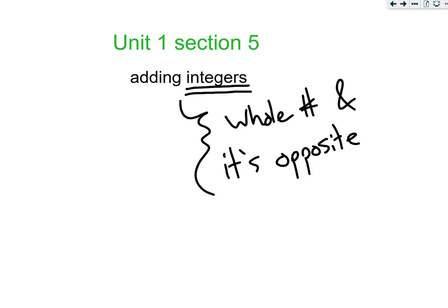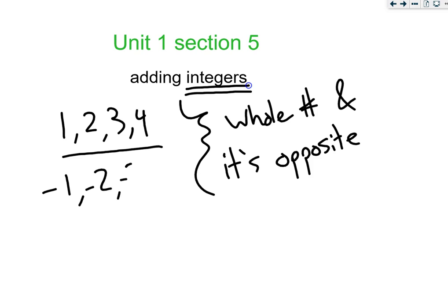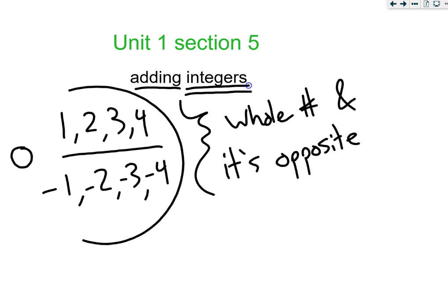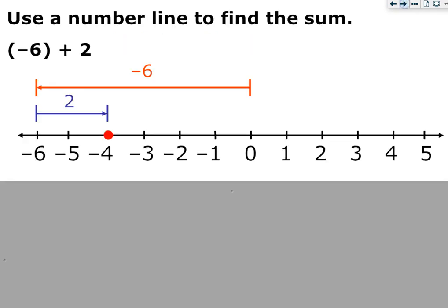Okay, so for example, 1, 2, 3, 4, those are all whole numbers, and their opposites would be -1, -2, -3, and -4. 0 is also a whole number, but there's no opposite for it. So today we're going to be learning how to add these sorts of numbers together. The first method we're going to use is to use a number line to find the sum. Sum just means the addition or the added product or the added version of the number.